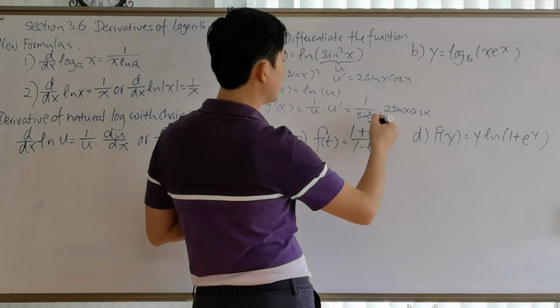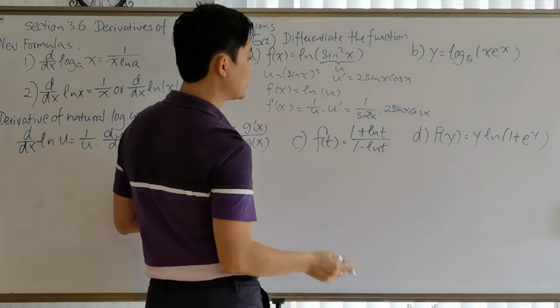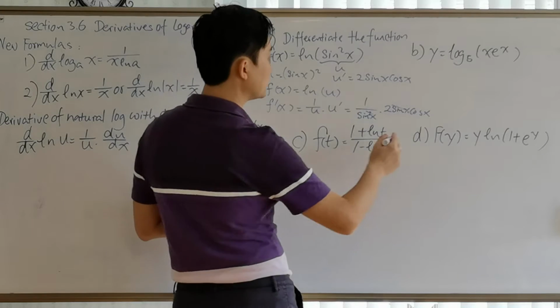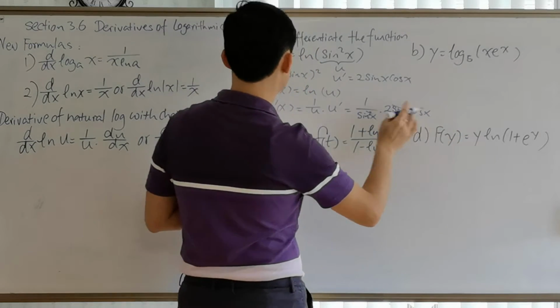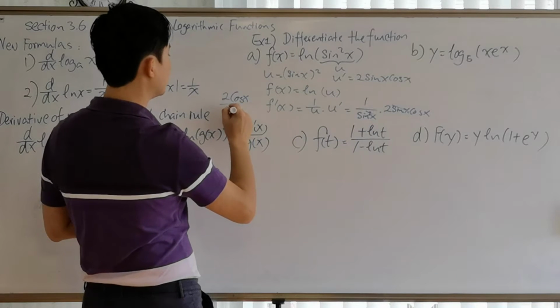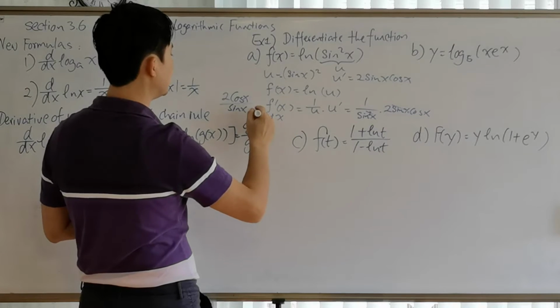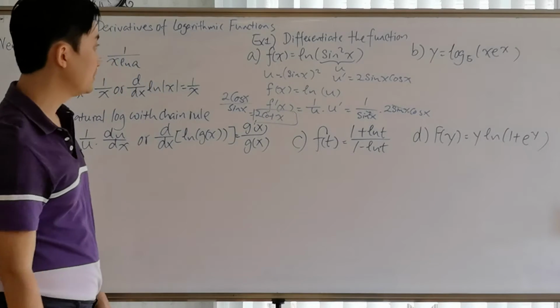And for those of you wondering, can I reduce? Yes, certainly you can do that. So we do have 2 cosine of x over sine of x. In other words, this one is 2 cotangent of x. We reduced or simplified it using the identity.